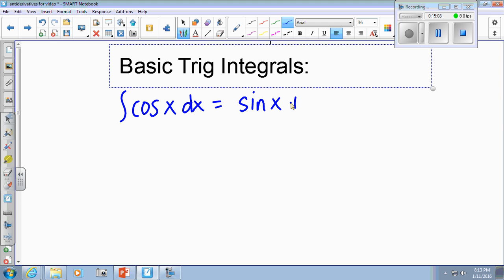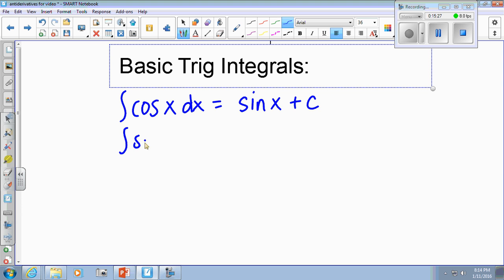Well, that would give us sine of x. And again, even though it's trig, we still have to put the plus c because there could have been a number added that when we took the derivative, it went to 0. Okay, now you can always check your answers to integration by taking the derivative of the answer you got and see if you end up with the function you started with.